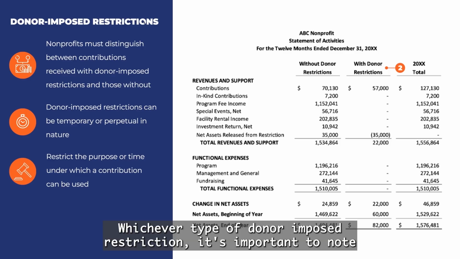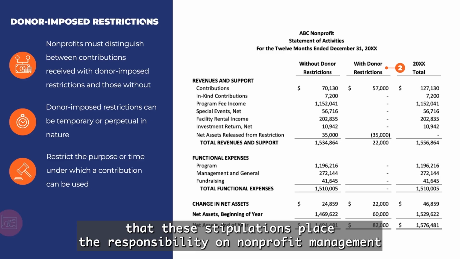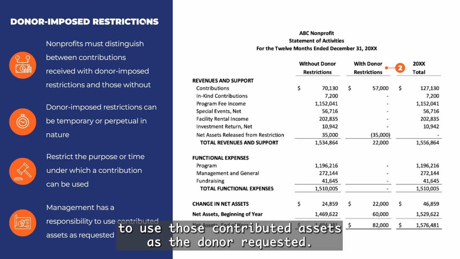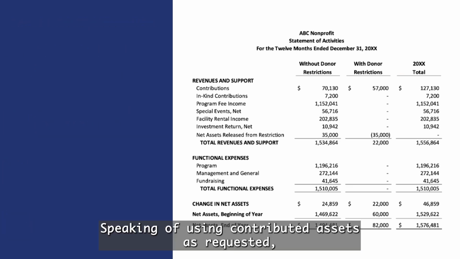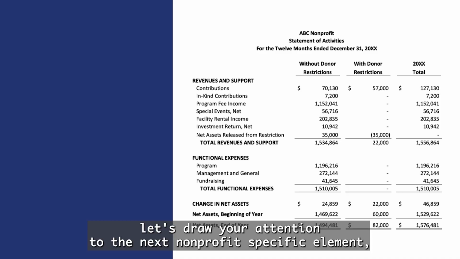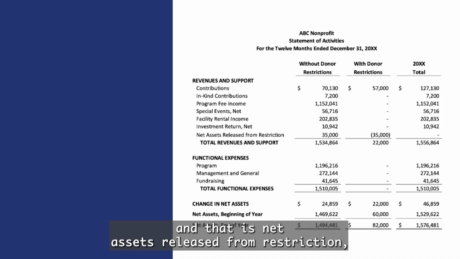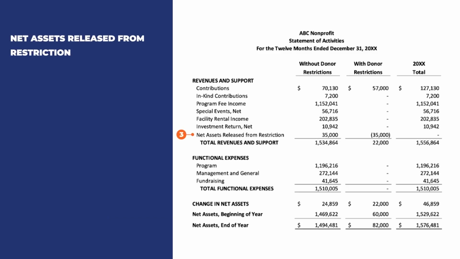Whichever type of donor-imposed restriction, it's important to note that these stipulations place a responsibility on nonprofit management to use those contributed assets as the donor requested. Speaking of using contributed assets as requested, let's draw your attention to the next nonprofit specific element, and that is net assets released from restriction.